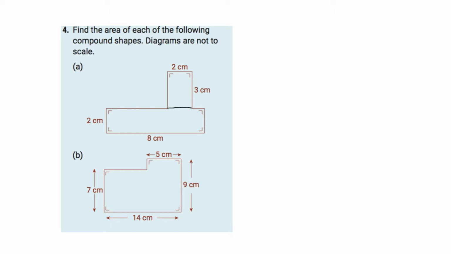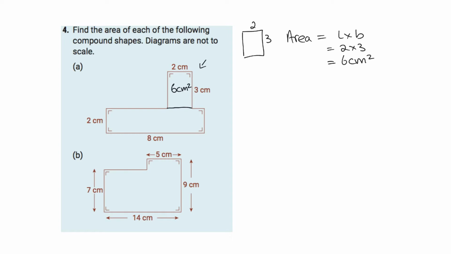If I draw a line across there, I have a rectangle that is 2 by 3 and another rectangle that is 2 by 8. First of all, I'm going to get the area of the smaller rectangle, the 2 by 3 one. The area of that is length by breadth, which is 2 by 3, which is 6 centimeters squared. Don't forget the squared there. That's the unit of area.